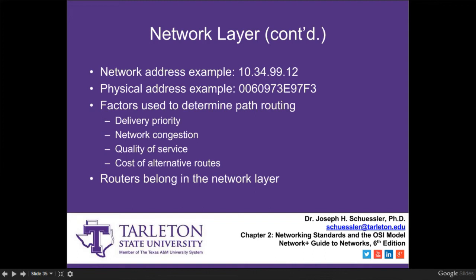There are a number of factors that are used to determine how the packets are going to travel across a network. Some of those are priority of delivery, network congestion, quality of service, and cost of alternative routes. And so a router will make decisions based on how we're going to set these various characteristics, delivery priority, network congestion, etc., and determine the best route to send a packet to make sure that it reaches its destination. And routers are used for that purpose.